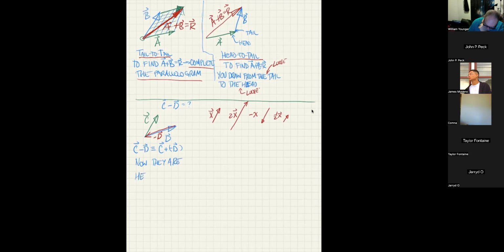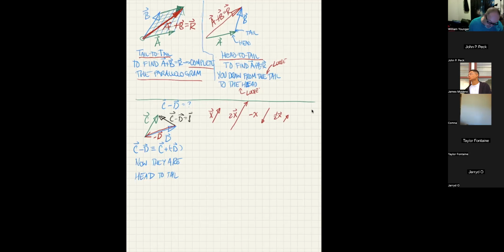So all you have to do is draw from the loose tail to the loose head. And that's exactly what the answer is. I'm going to draw it in a fabulous black. And it'll be this vector right here. That is C minus D. You might call that S.